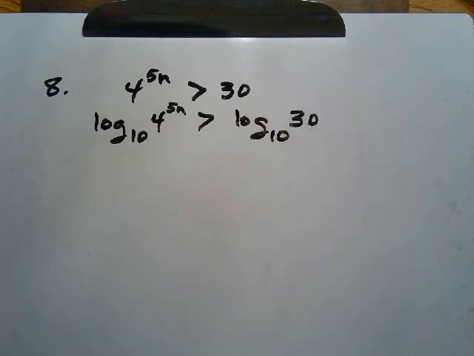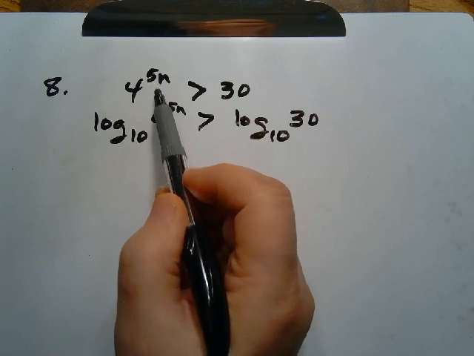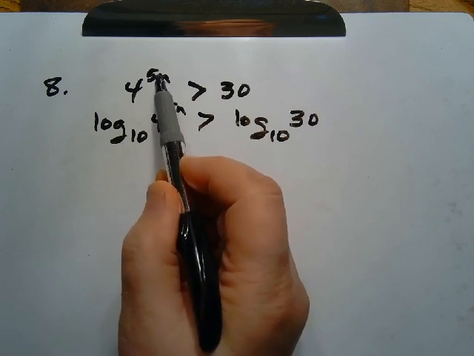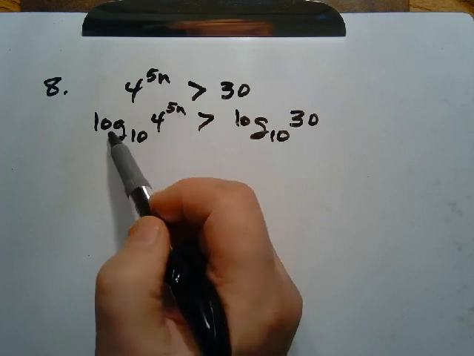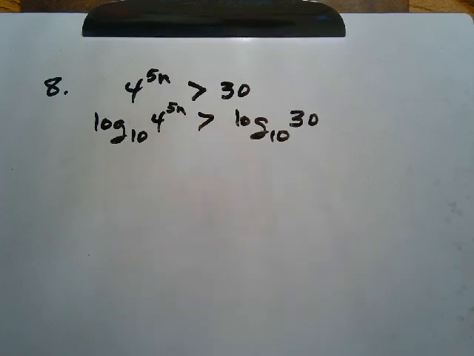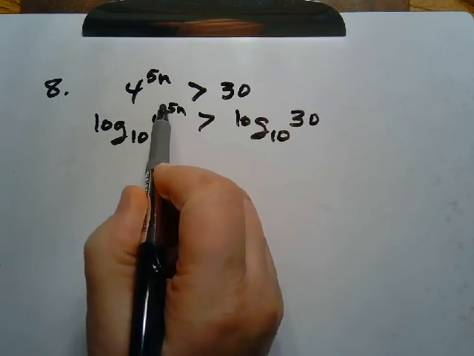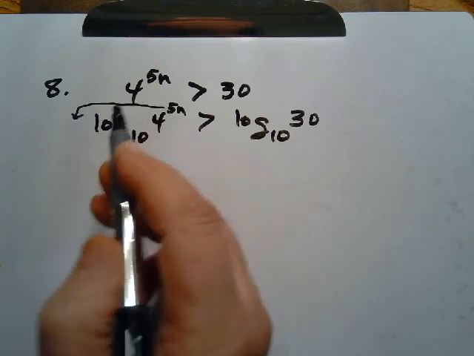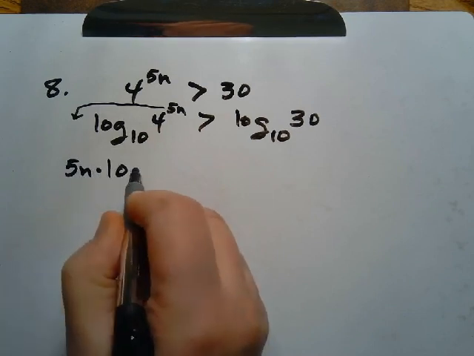Notice I'm undoing this exponent. My goal is to get this exponent to come down and undo it, get it down off of its perch up there. And what undoes an exponent but a logarithm? So these logs are undoing this exponentiation here. So we're taking the log base 10 of 4 to the 5n. Now, notice that the power of powers rule is I can bring this around to the front and multiply it. I'll put a dot here.